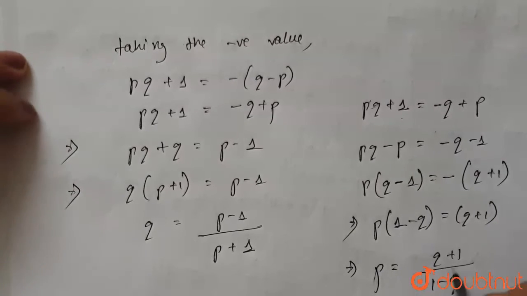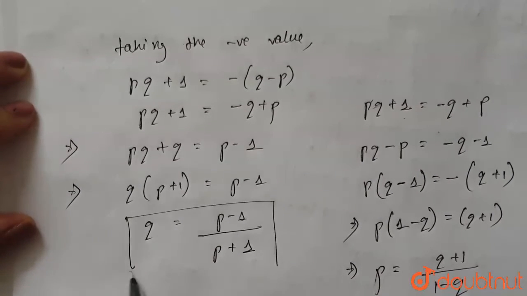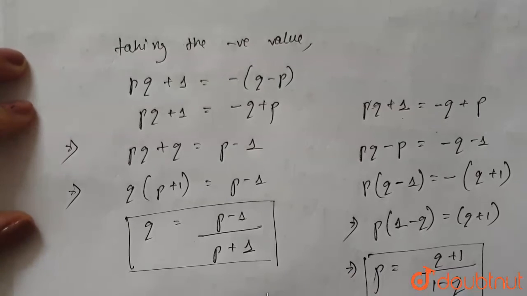Okay. So therefore we have got the values of p and q by taking the negative value. So this is the required answer.